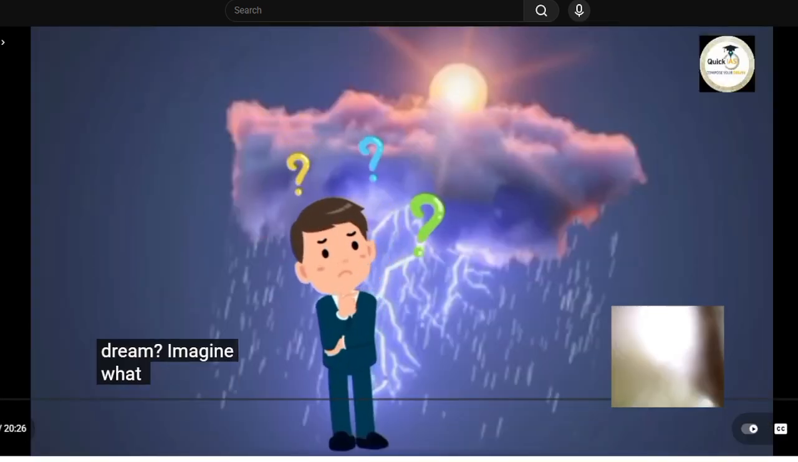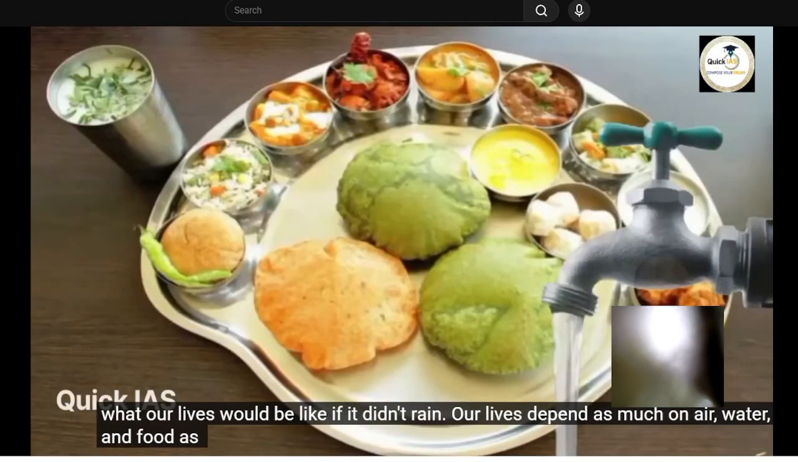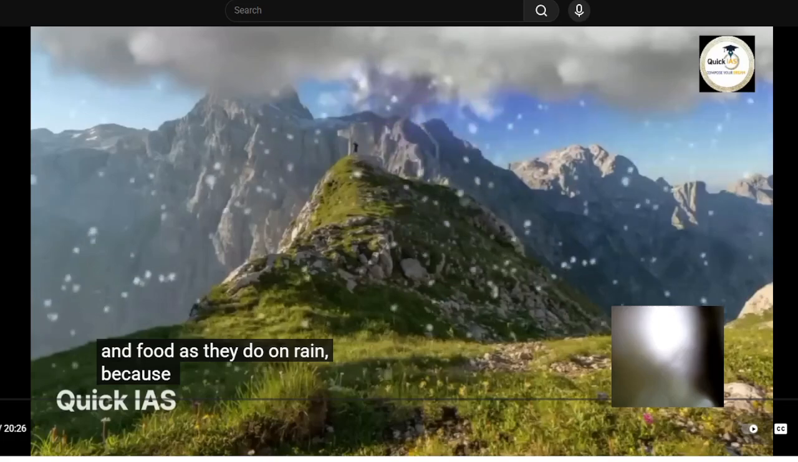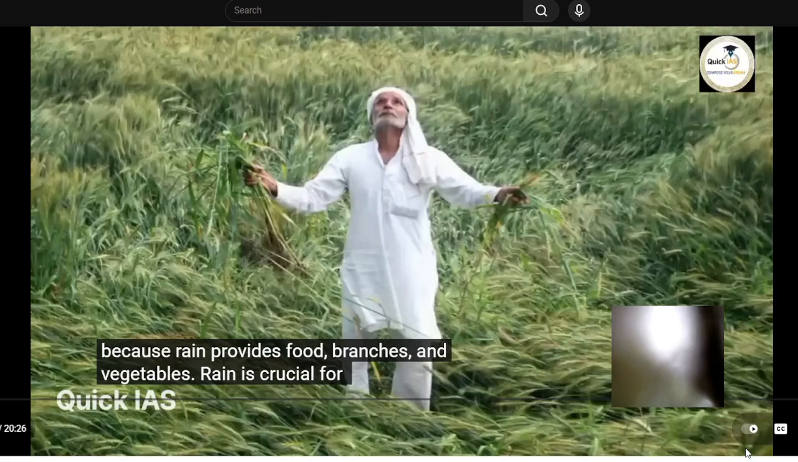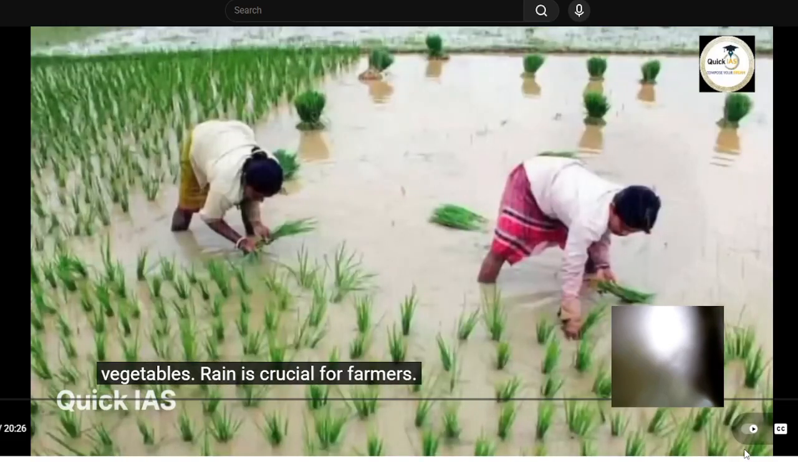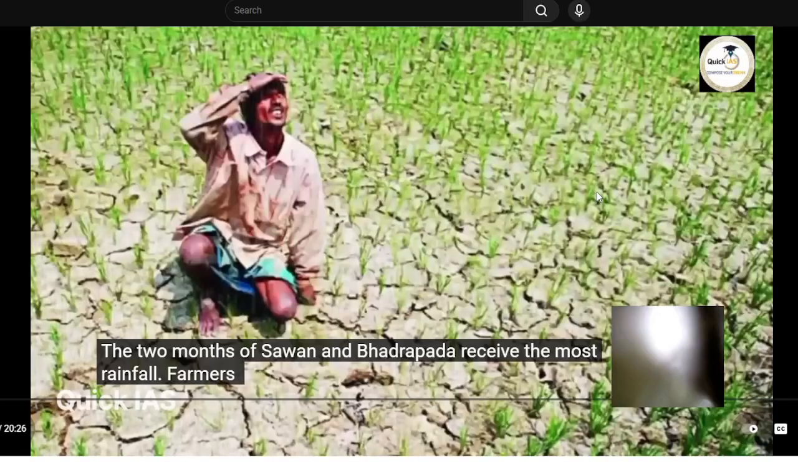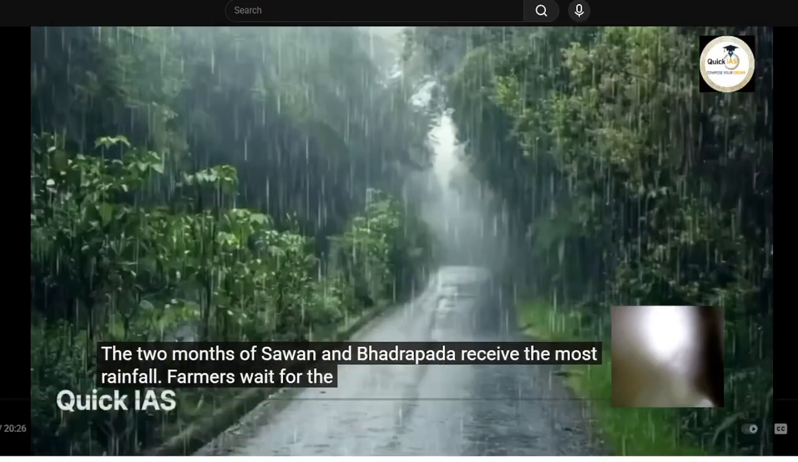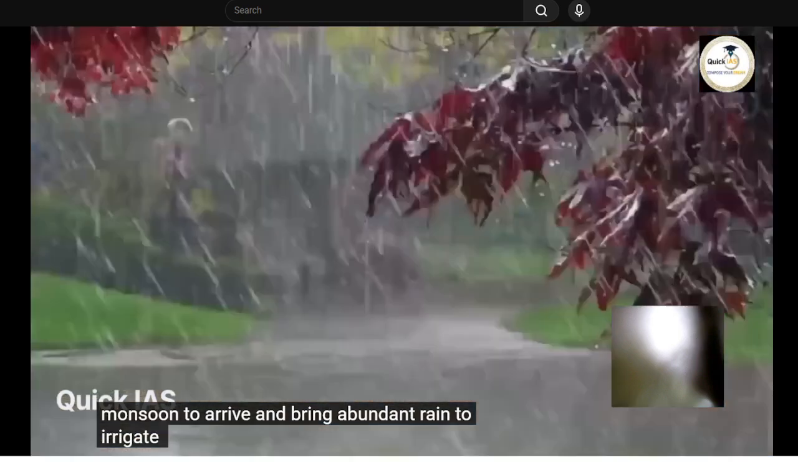Our lives depend as much on air, water, and food as they do on rain, because rain provides food, branches, and vegetables. Rain is crucial for farmers. The 2 months of Sawan and Bhadrapada receive the most rainfall. Farmers wait for the monsoon to arrive and bring abundant rain to irrigate their crops.